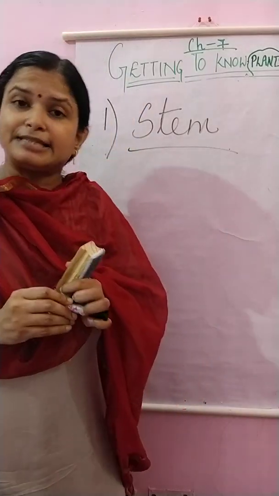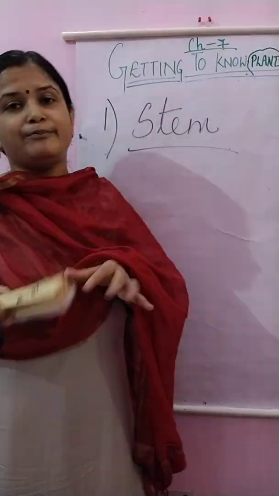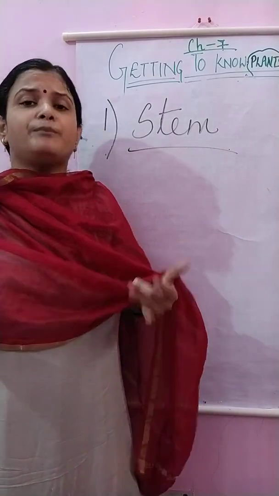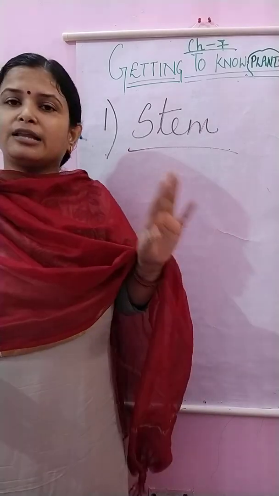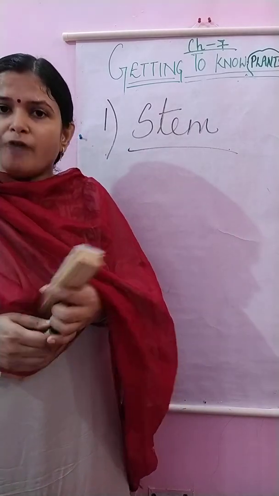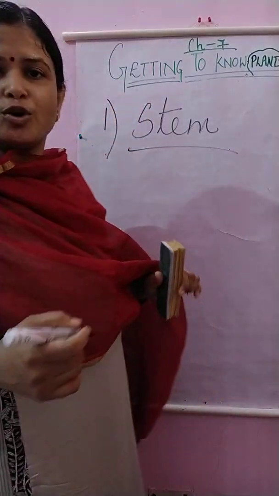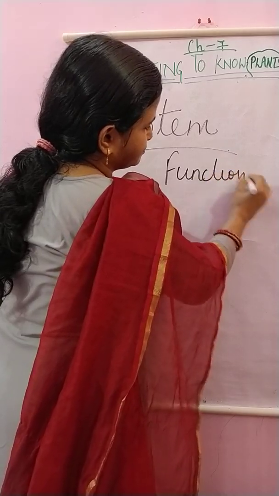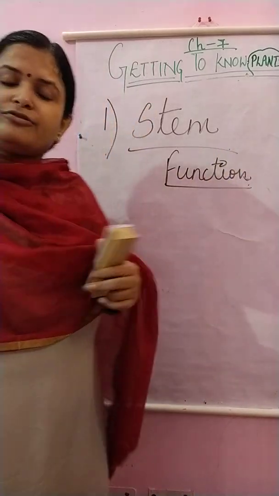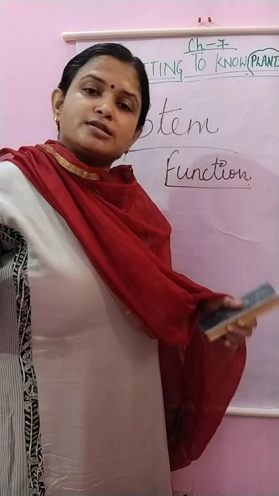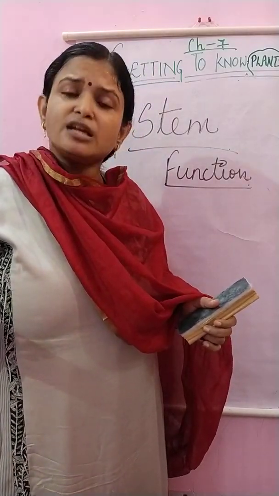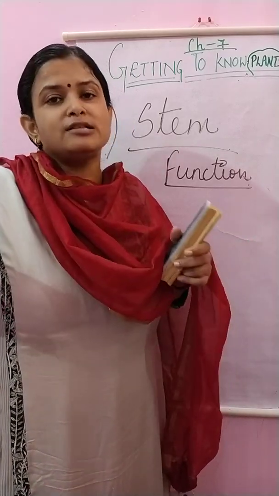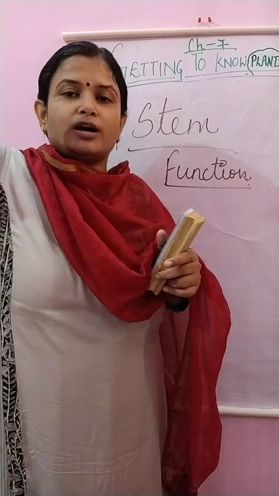The stem is that part of a plant which bears branches, fruits, flowers, and buds. Now we'll study what the functions of a stem are. So stem, what does it do? Stems take water and minerals to different parts of a plant.